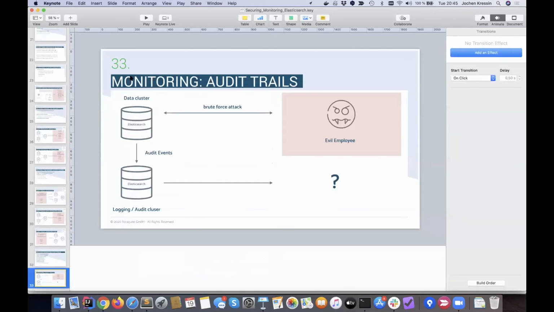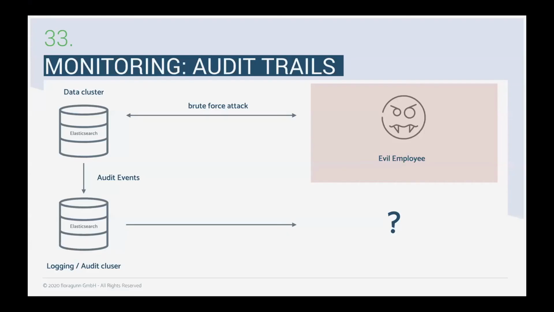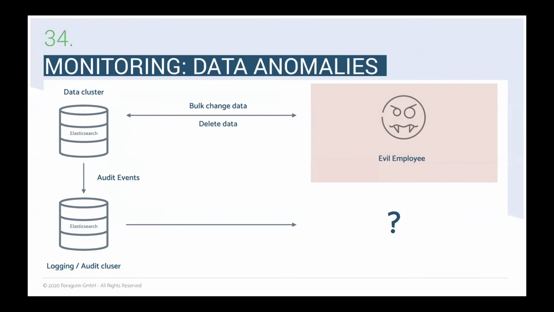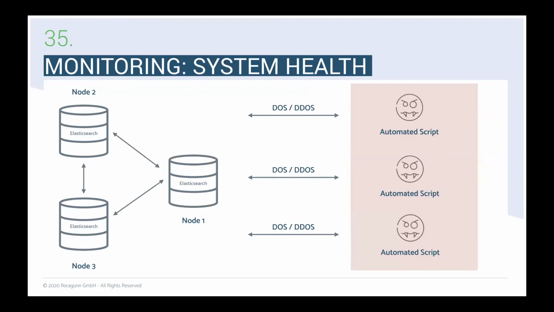Okay, so the last thing I want to show you is how this can all be monitored. Because, I mean, having audit trails is all good, but the question is, if we record audit events and we store them somewhere, who's going to monitor it? Who's going to get notified if something happens? For example, if we have a brute force attack, or if we have anomalies in our data, so someone is changing a lot of data or is deleting data, or if someone is actually trying to bring our system down by performing a DOS or DDoS.